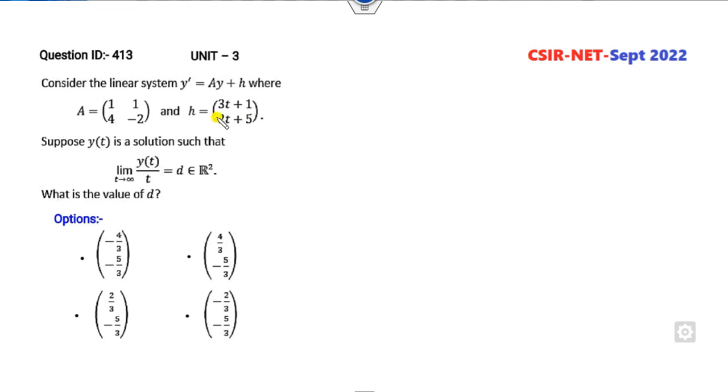That's again very simple. You can find the eigenvalues of this: plus 2 and minus 6 give minus 3 and plus 2 as my eigenvalues. So the solution is c1 e raised to the power minus 3t plus c2 e raised to the power 2t. How can you find the value of the limit?